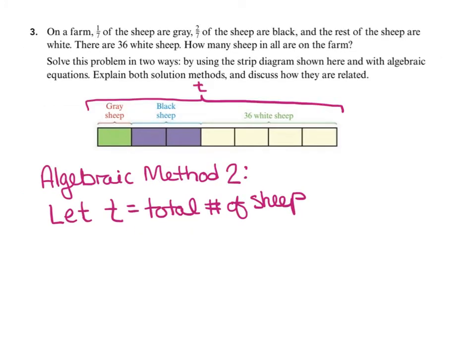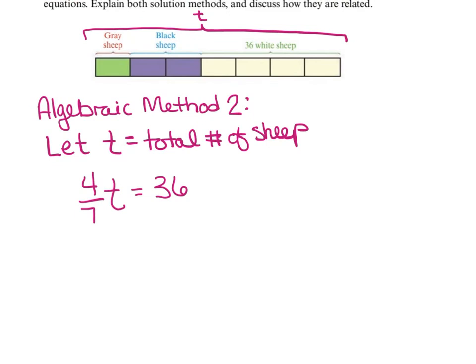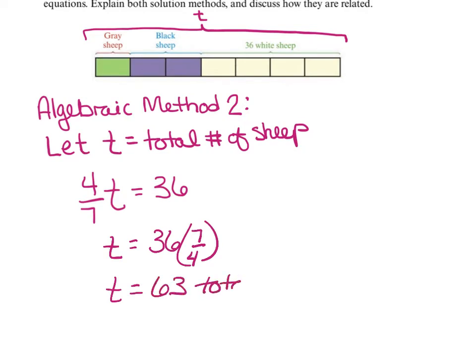Algebraic method 2 would be when we let t equal the total number of sheep. Knowing that the 36 sheep is 4 of the 7 parts of the total, we could say that 4/7 of t is equal to 36. One way to solve this would be to multiply both sides by the reciprocal, which would be multiplying by 7/4. And this would give us 63 total sheep.